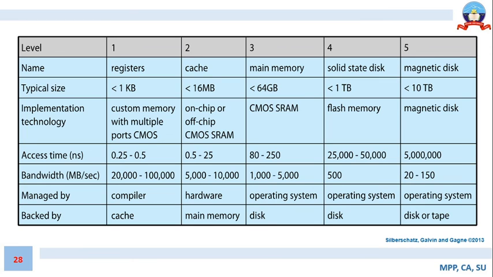So you have size, technology, access time, bandwidth, managed by and backed by or supplemented by as parameters for comparing the different memory types. So this is a very neat representation that tries to compare different types of computer memory or memory that may be there in a computer system.